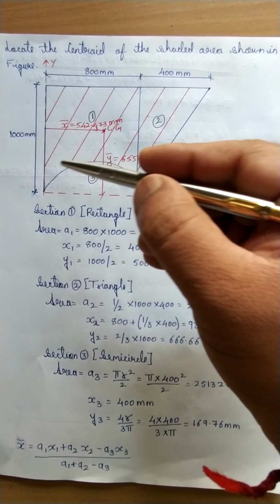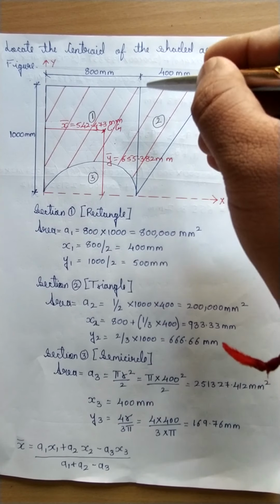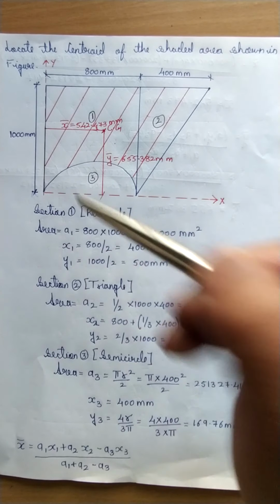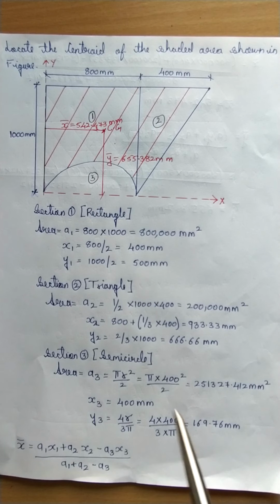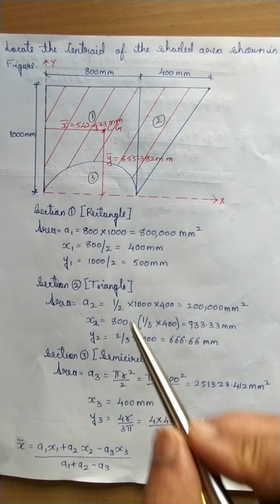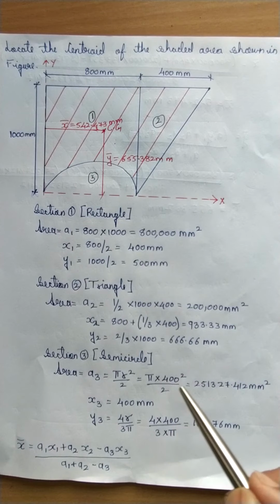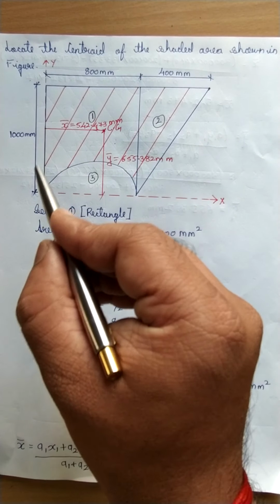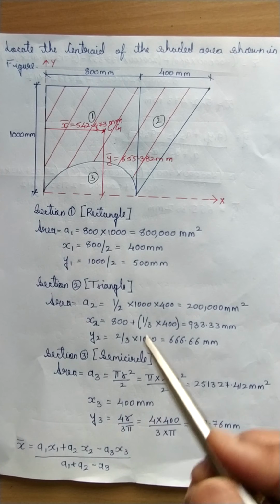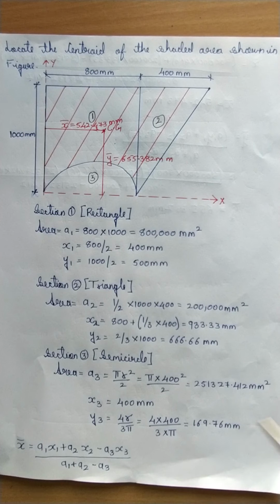Similarly y2, it is from this section. It will be somewhere here, this is 1/3, so this will be 2/3. So 2/3 of this dimension, 2/3 of 1000. So we got so much. Similarly, for section 3, area is pi r square by 2. Already this distance is 800, that means r is 400. Substituting this, x3 is lying at the center, so it will be 400 mm. y3 will be 4r by 3 pi from here. r we already know, so we got so much.